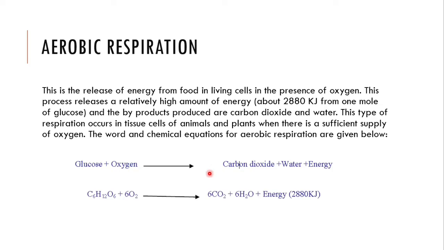What of the chemical equation? In the chemical equation, please keep it in mind. By now, you should know the chemical formula for glucose. So keep it in mind. Whenever you're writing the chemical equation for aerobic respiration, always after energy, in brackets write 2,880 kilojoules. That's how it's supposed to be. And the equation should be balanced. It should be what? Balanced.